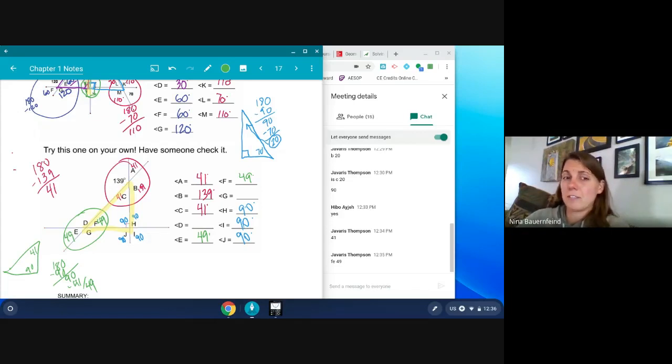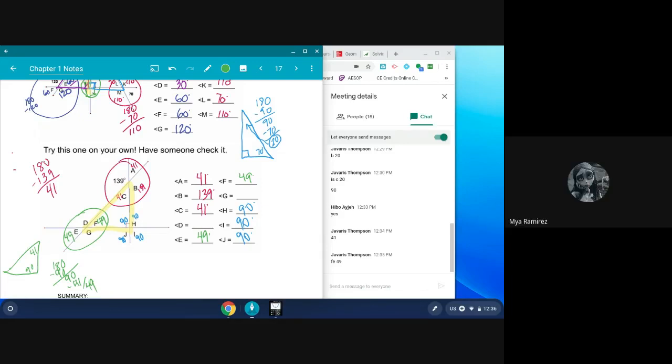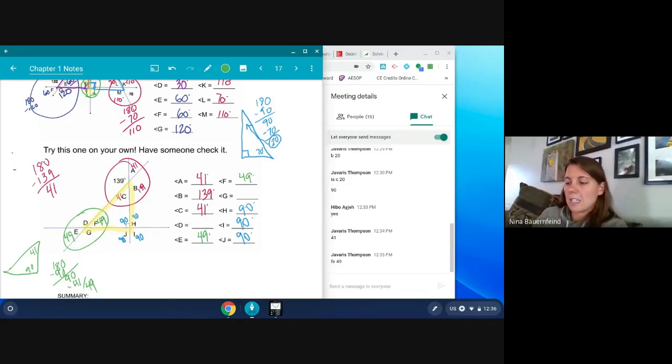I want everybody to figure out the last angle because this is the last piece, and then you guys are going to do homework on this. So I want everybody to figure out D and G. They will be the same number, but I want you to figure out what it is. 131. Yes, it is. Did anyone else get the same thing?